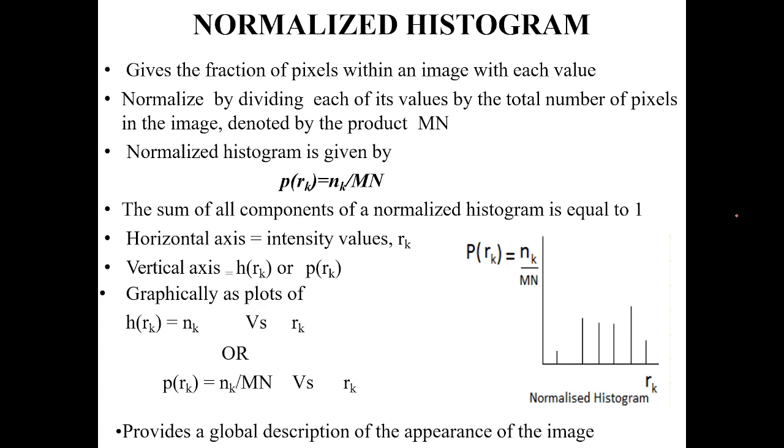So the product of row and column, MN, is nothing but the number of rows, this is row, and this is column.